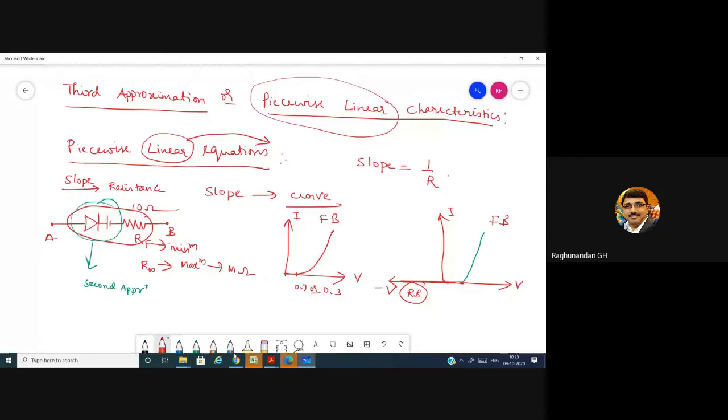This is the piecewise linear circuit. In the next, fourth approximation, they will think about reverse bias, because once they achieve forward bias, they think about reverse bias. That is not there in your syllabus, so don't worry. Till here, we will analyze.